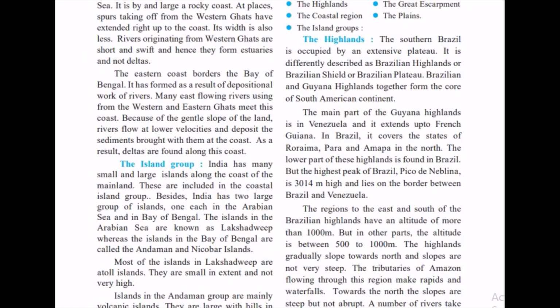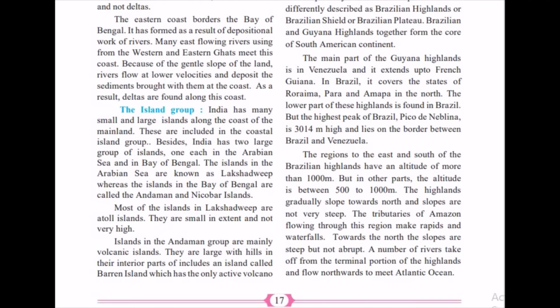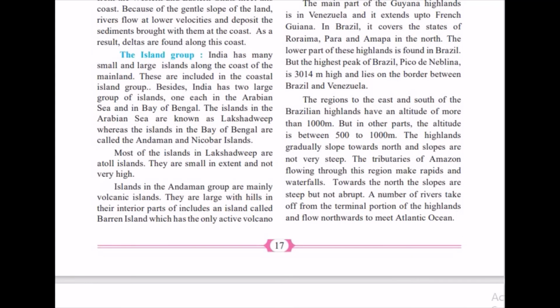Now, the island groups. India has small and large islands along the coast of the mainland. These are included in the coastal island group. India has two large groups of islands, one each in the Arabian Sea and in the Bay of Bengal. The islands in the Arabian Sea are known as Lakshadweep, and the islands in the Bay of Bengal are called Andaman and Nicobar Islands.